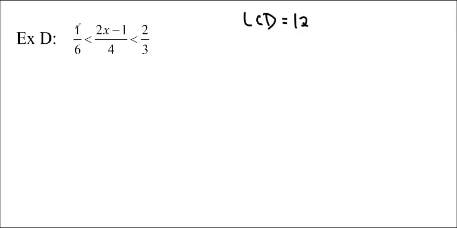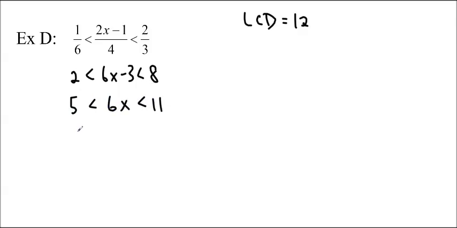So this is 12 times 12 over 6 is 2. 12 over 4 is 3. So I'll multiply everything by 3 in here. And then 12 over 3 is 4. Multiply that by 2. I get 8. I'm going to add 3 to everything. I get 5 is less than 6x is less than 11. And then divide everything by 6. Just like that.